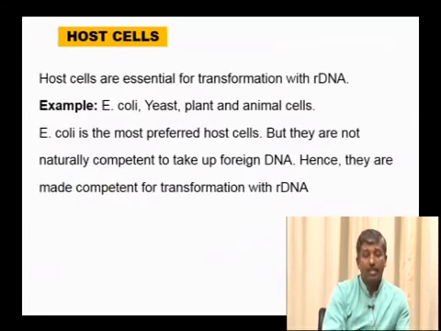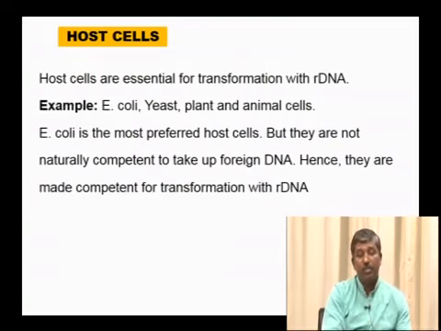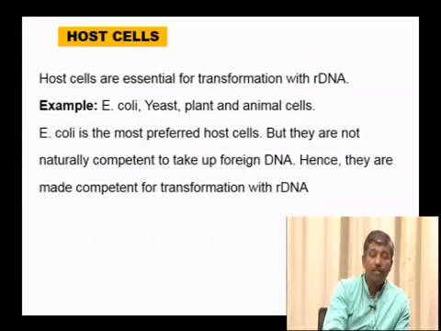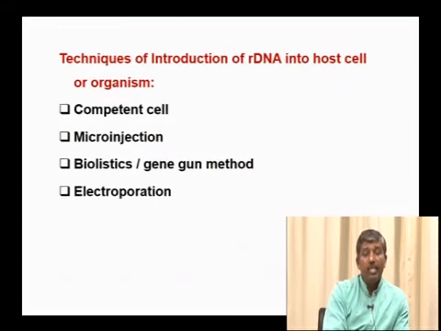Next, host cells. The selection of the host cell is also important depending on the type of product we need to produce. The common examples are E. coli, yeast, plant and animal cells, which can be used as host cells. E. coli is the most preferred host cell for introducing many genes of interest and obtaining the product. But E. coli is not naturally competent, hence we follow certain procedures to make it competent, thereby we introduce our gene of interest into E. coli through the competent cell method.